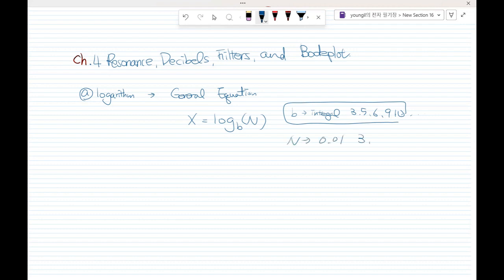N can also be 0.1, 3, 100, just whatever, right? So that is one of the properties of the logarithm. For example, log base 10 of 1, what is that? Okay, that is 0.